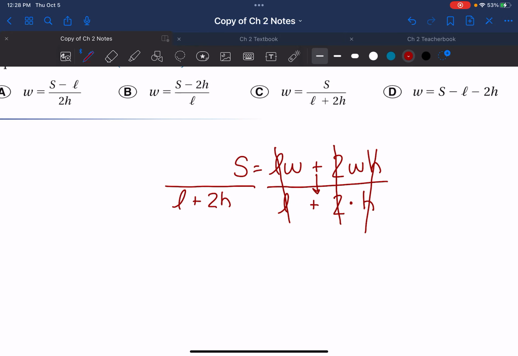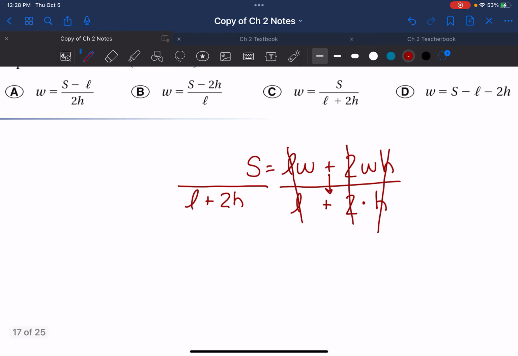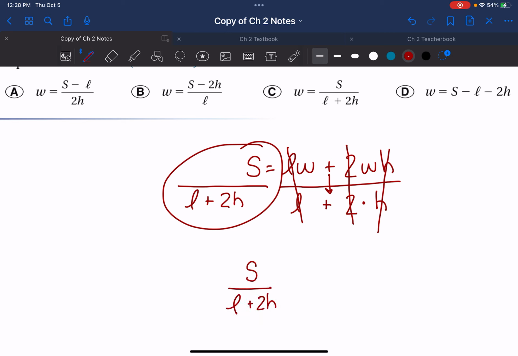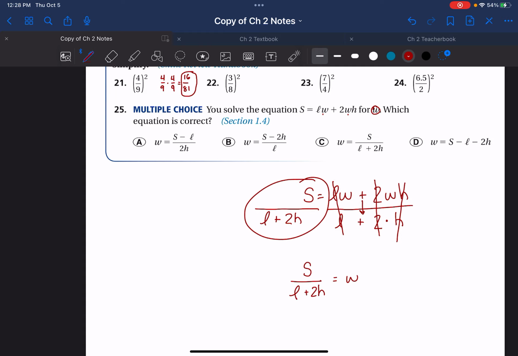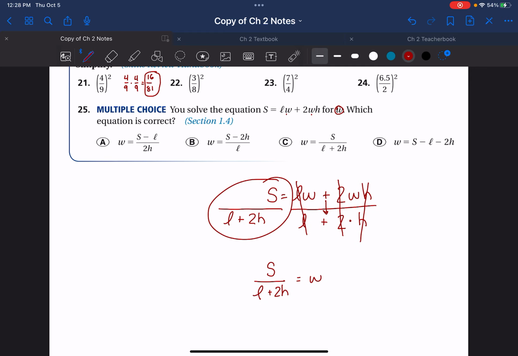when we're done, I know that we're left with 2 W's up here, but we're just going to call it a W. I know that's super strange. That's why I want to do this one with you guys. But now what's left on this side is what W equals. It's S divided by L plus 2H. Okay, and that's literally it. So I'm hoping you all get number 25 correct because I just did it with you.